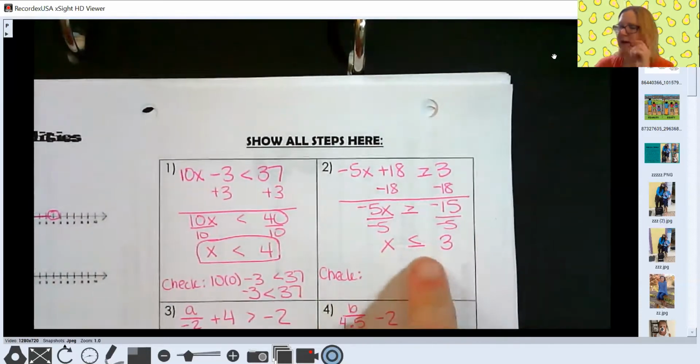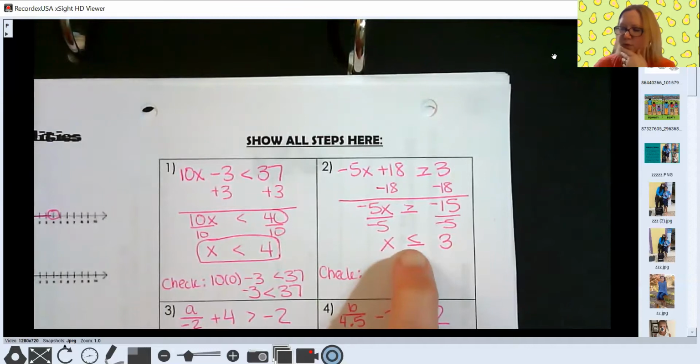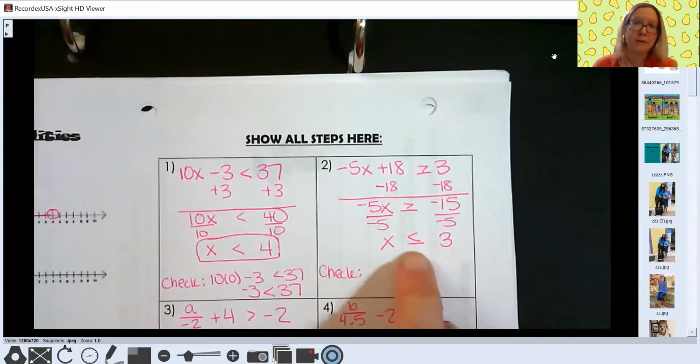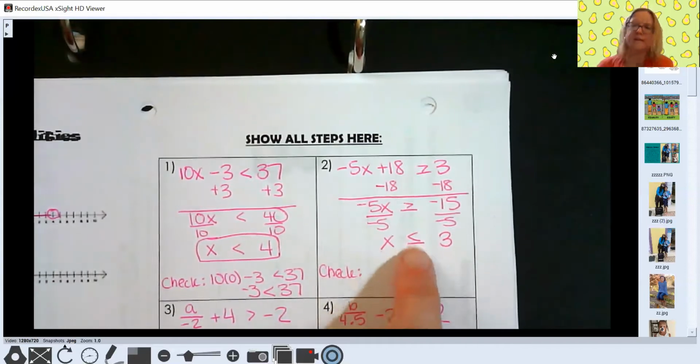Okay, and what I'm going to say here is I could use 3 to check. However, if I use 3, what it won't do is tell me whether or not the symbol is correct, because if I had forgotten to flip the symbol, it still would have included or equal to. So that's not actually going to help. So I'm going to choose a different value.